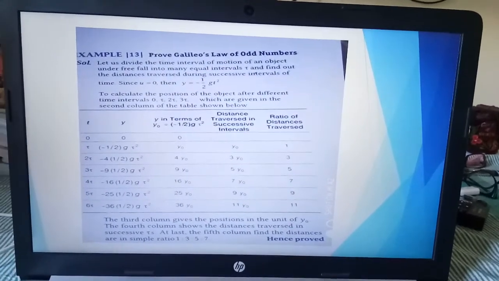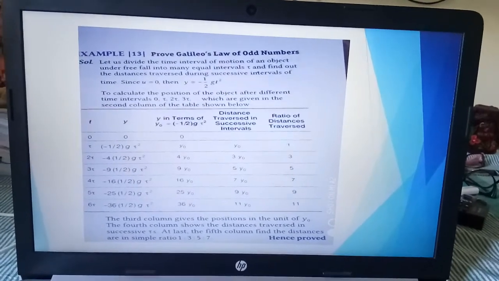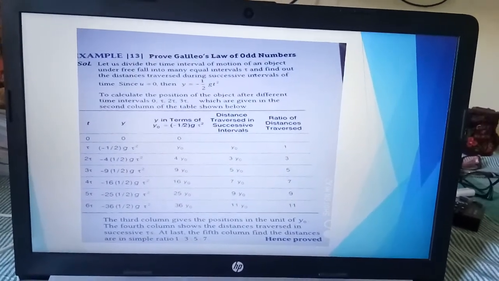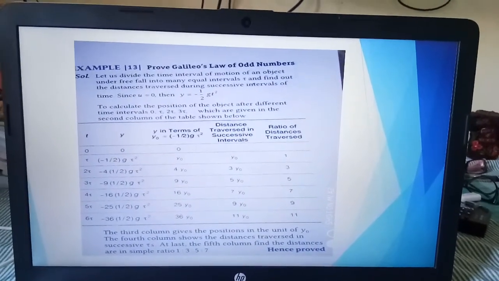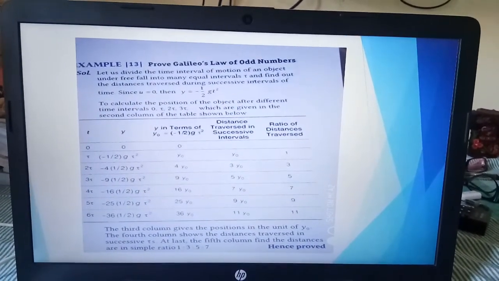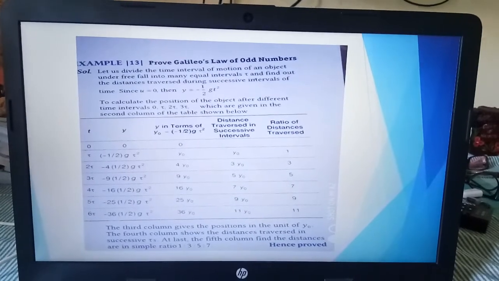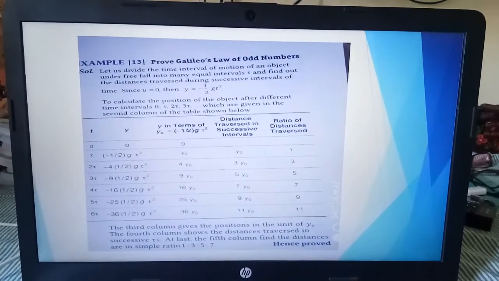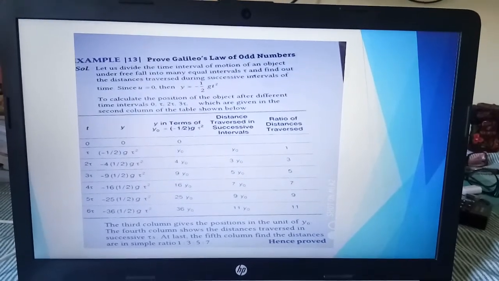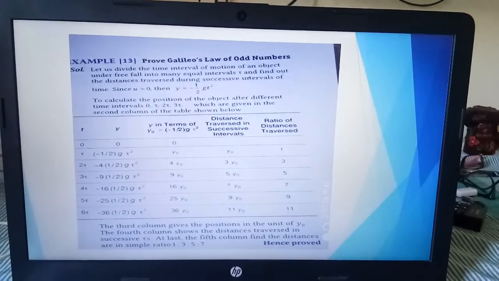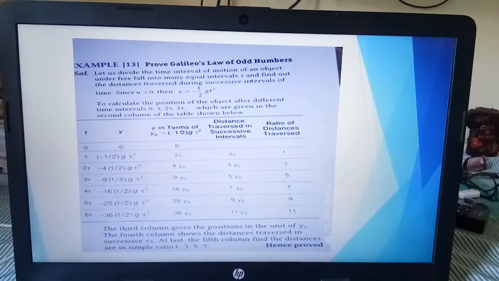This is what Galileo found out: the successive distances travelled in the successive intervals of time are in the ratio of odd numbers. Okay, this is how we are going to conclude today.